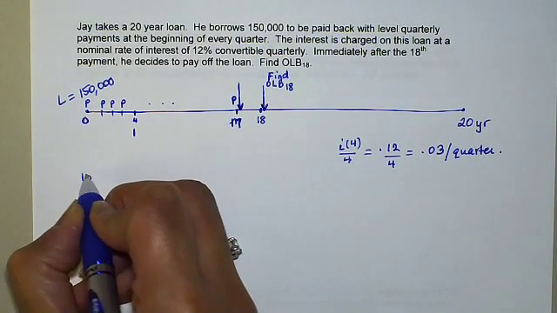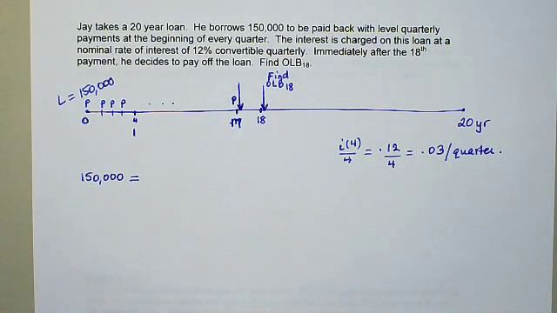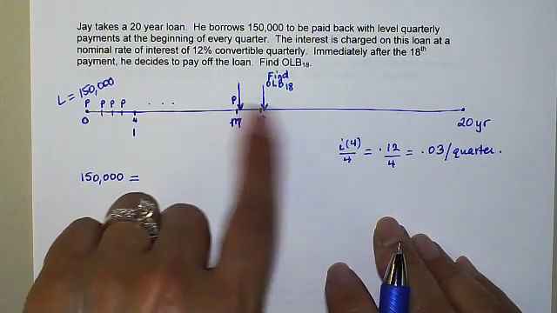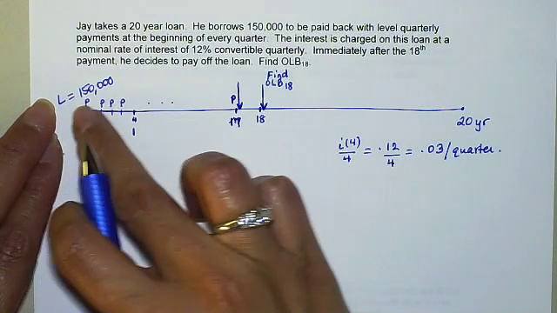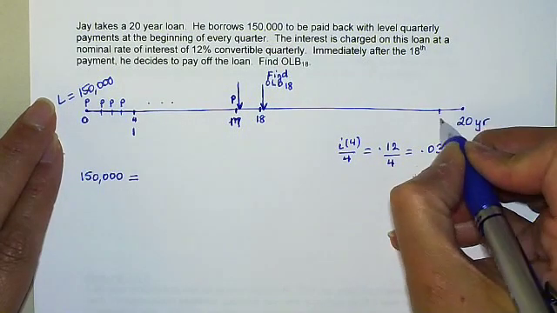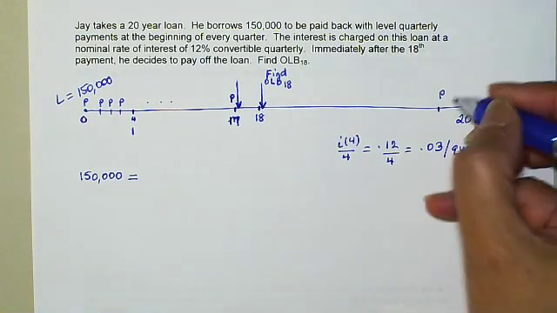How should I do? First I think I have to find P. So let's do that. 150,000 equals what? I'm sorry, I still don't know your name. Fine. Abdul. So wouldn't it just be the present value of the 18 payments? So how many payments do you have? 18. No. They're asking you for the OLB here, right?